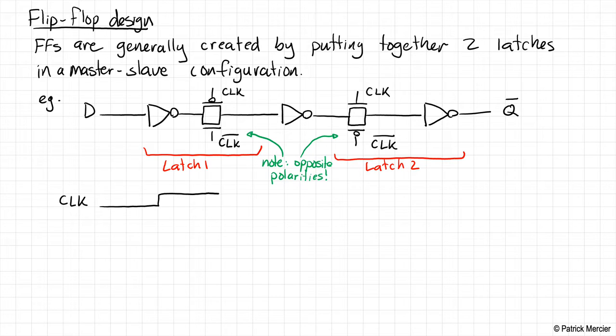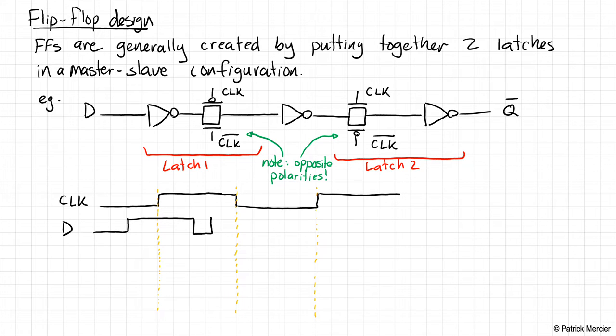Let's start with our main clock signal here. It goes something like this. Let's say that this is our clock. Let's bring some dotted lines down here to make sure that we can align our timing diagram correctly. Now let's imagine input D starts off at 0 and then goes to 1. It stays at 1, and then when the clock is high here, it changes, and then it comes down and stays down for the rest of this example.